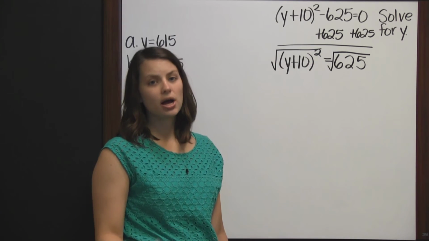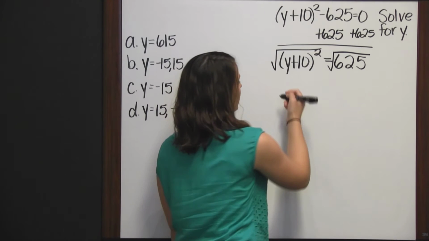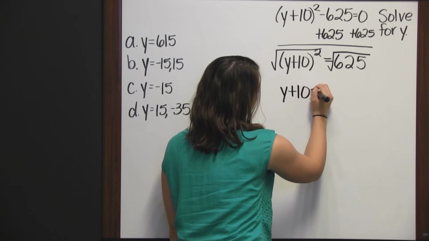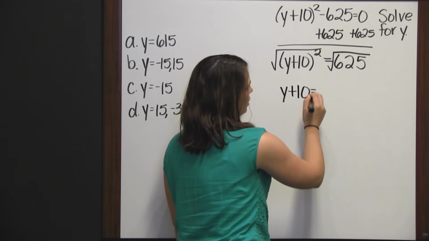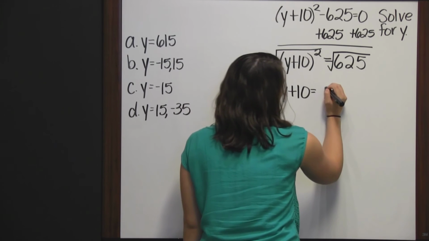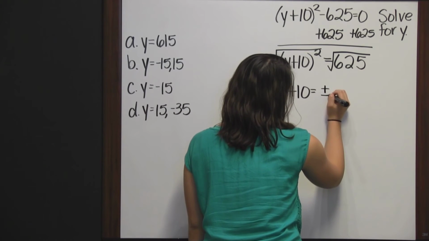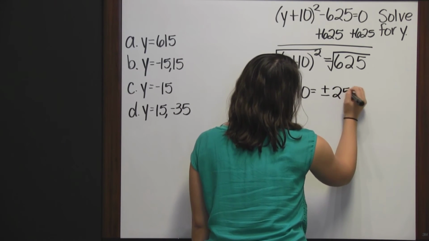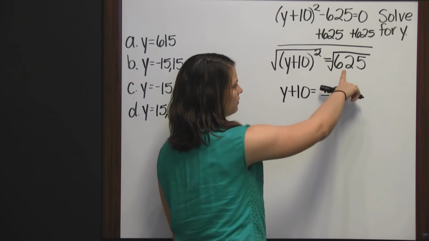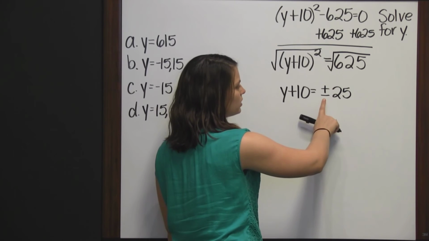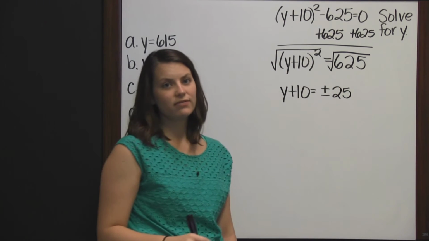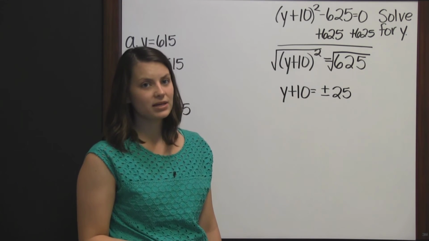They're the exact opposites of each other, so they cancel each other out, and we're just left with y plus 10 equals, and when I take the square root of 625, I get plus or minus 25. That's because a positive 25 squared would give me 625, but also a negative 25 squared would give me 625. So we really have two answers there.